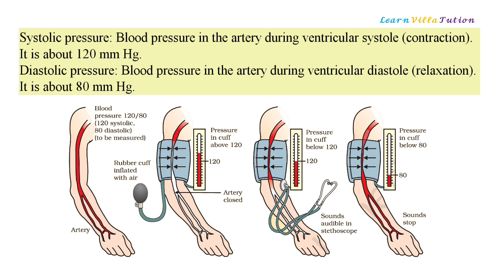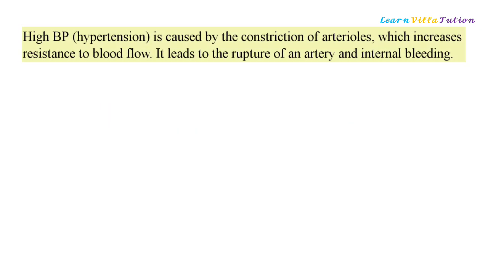Diastolic pressure: blood pressure in the artery during ventricular diastole, relaxation. It is about 80 mm of mercury. High BP, hypertension, is caused by the constriction of arterioles, which increases resistance to blood flow. It leads to the rupture of an artery and internal bleeding.